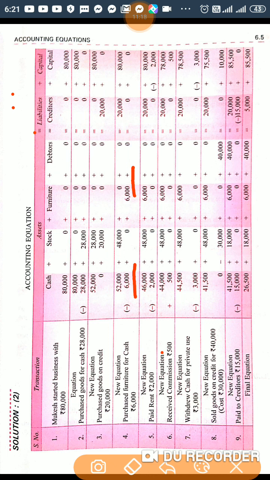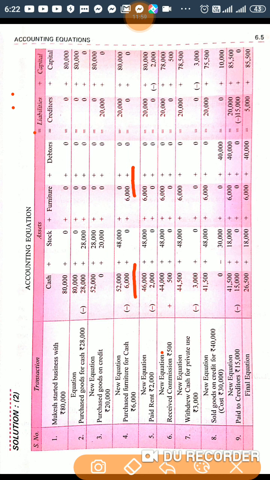So the new equation is, we will deduct 6,000 from the cash. Now cash becomes 46,000, stock is already the same amount, 48,000. Now furniture is increased by 6,000, you will write plus 6,000 plus debtors 0 equal creditors 20,000 plus capital 80,000. Now the liability plus capital side is 1 lakh total, and the asset side we will check: 46,000 plus 48,000 plus 6,000, this is again 1 lakh. So the equation is balanced. Now next you will write down serial number 5, then paid rent 2,000.